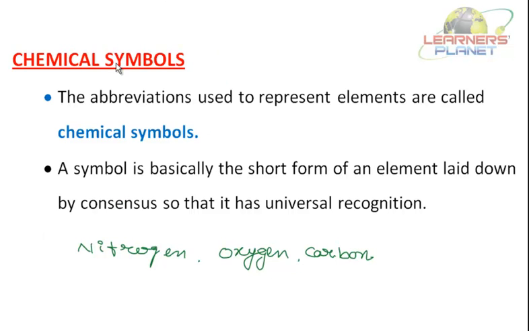But initially, let's see what is a symbol. A symbol is basically the short form of an element laid down by consensus so that it has universal recognition. The symbols should be universally recognized. It is not that in India I am writing the symbol of hydrogen like H, and in other parts of the world they are writing it differently. It should not be the thing. There should be one single letter abbreviation for hydrogen, right?